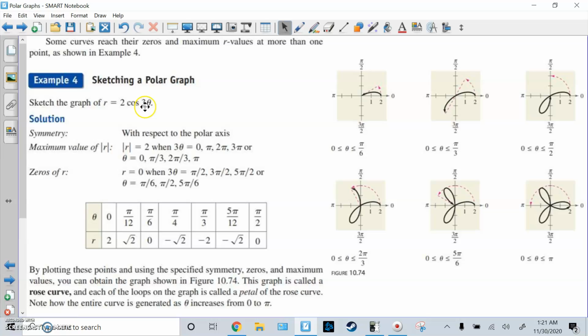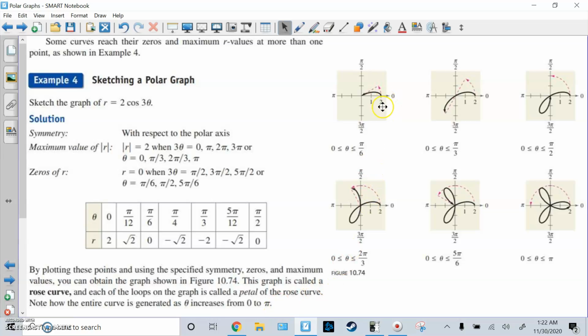And if you want this to be 0, you need this to be either pi over 2 or down here 3 pi over 2. So you'd get pi over 6, pi over 2, 5 pi over 6. And you get this. But if you plot these points in specific using symmetry and zeros and maximums, you can obtain a graph. Like over here, it's called a rose curve, and each loop is called a petal. And note the entire curve is generated as theta increases from 0 to pi.